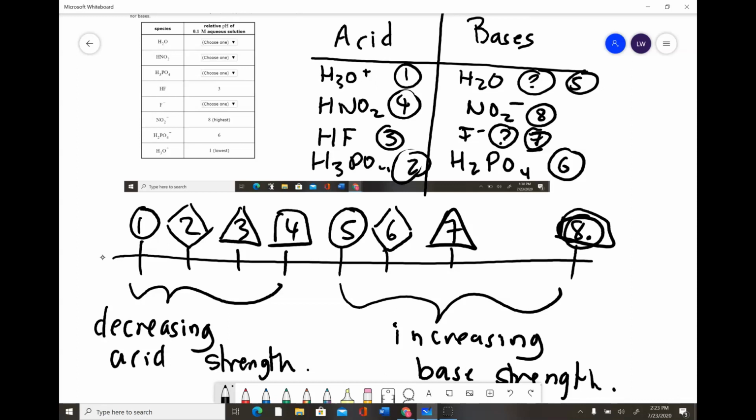You just have to take your time. Second strongest acid, second weakest base. Third strongest acid, third weakest base, and so forth, right? So you're counting backwards towards the middle. Okay, hope that is helpful.